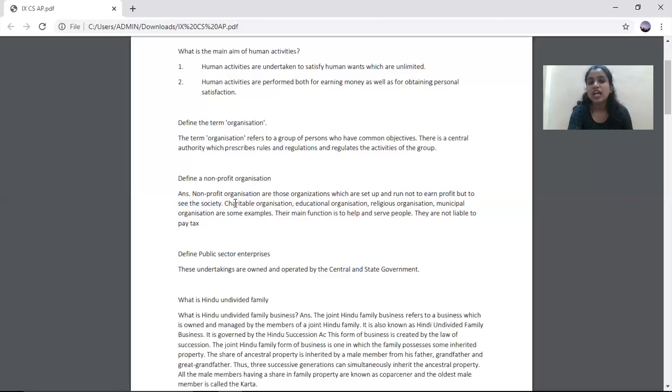Now, you can also add examples to your answer, like for example, here we have added charitable organization, educational organization, religious organization. You can add some examples to make your answer better and more effective. And you can also add one more sentence wherein you write the motive of these kinds of organization. The motive of these kinds of organization is to provide welfare or improve the welfare of the people, but not to earn profit. So you can add that. Make sure you write at least 2 to 3 sentences of explanation for it.